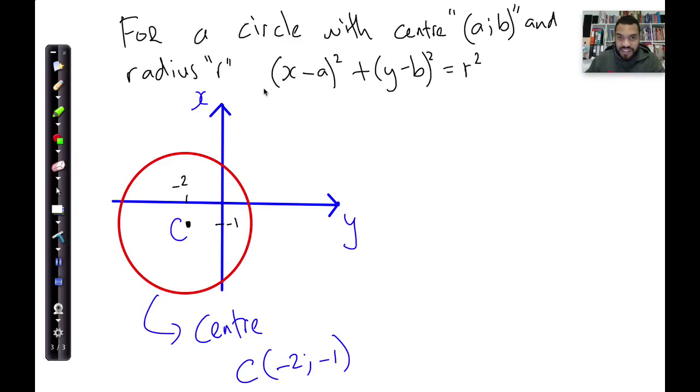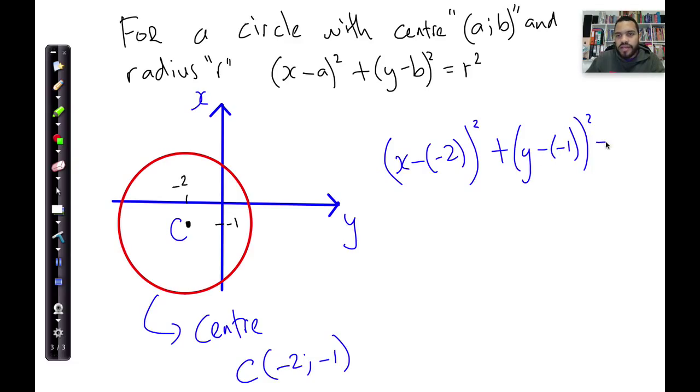Right. So if we look at that, let's find the standard form. I keep forgetting that this is called the standard form of a circle. Let's find the standard form of the circle. Well, it's going to be x minus -2. So the minus here is part of the standard form of the circle, and this -2 is part of the coordinate, right? Squared plus y minus -1 squared is equal to r squared.